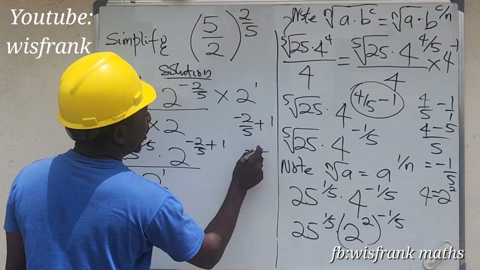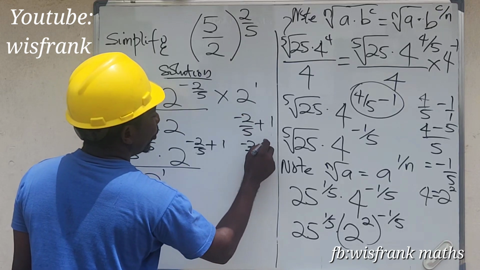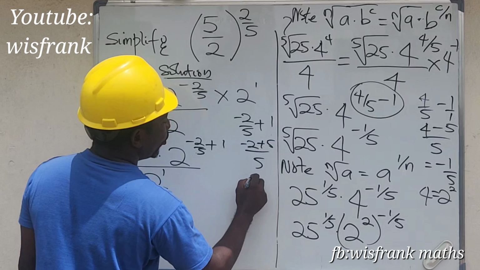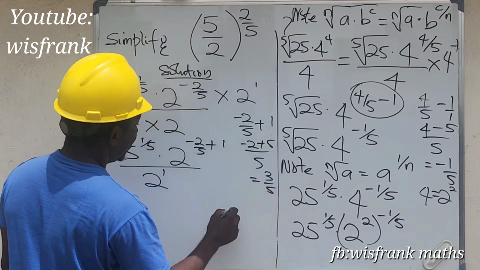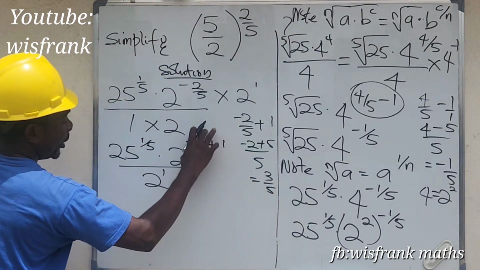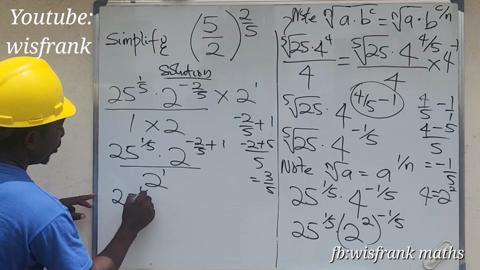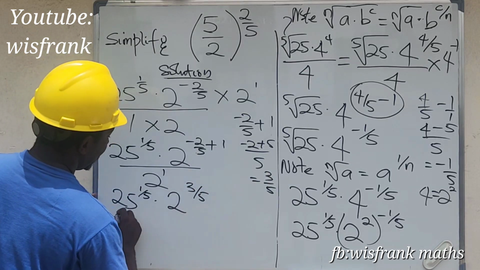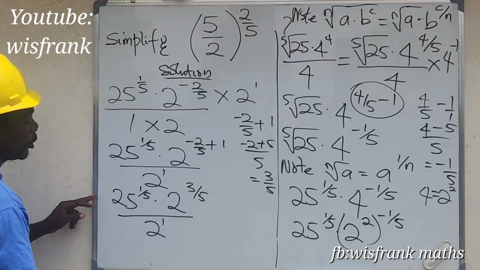5 divided by here 1. 1 times it will be minus 2. Then here, 5 divided by 1, 5. 5 times 1 will be 5. So here will become 3 all over 5. So we are going to substitute 3 all over 5 in this place. So we have 25 to the power of 1 all over 5 times 2 to the power of 3 all over 5, all over 2 raised to the power of 1.